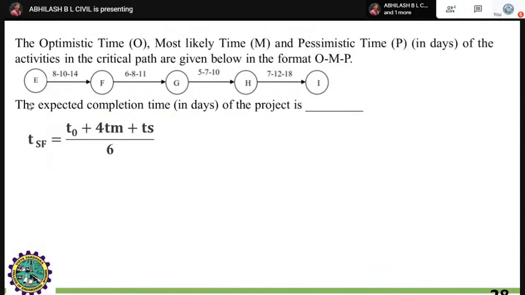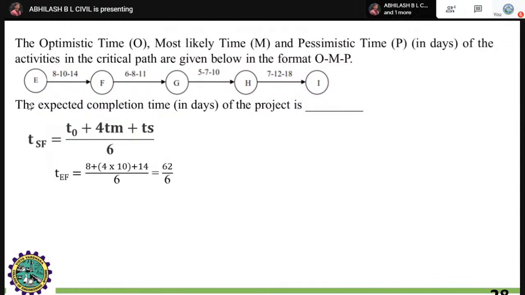Here it is given by TE, that is the expected completion time. As I mentioned, TO is the optimistic time, TM the most likely time, and TP the pessimistic time. The most likely time is given four times the weight of the optimistic and pessimistic times, since it should be in the neutral position. Hence 4 times TM is considered, divided by 6. This is the formula to solve this type of problem.